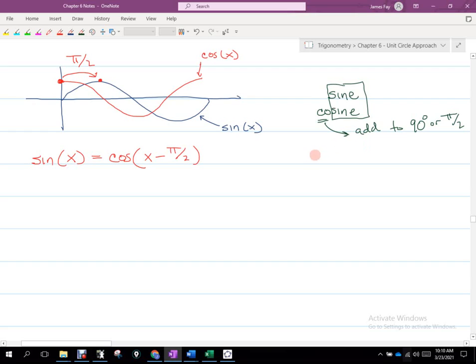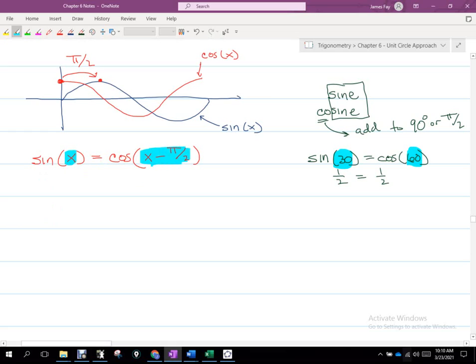Meaning that if I take, let's just do it in degrees, the sine of 30 has got to be equal to the cosine of 60, correct? And if we type those on a calculator, it will say 1/2 is equal to 1/2. In this situation you can obviously see that 30 and 60 are complementary, right? So when we say sine and cosine, the arguments are always complementary.